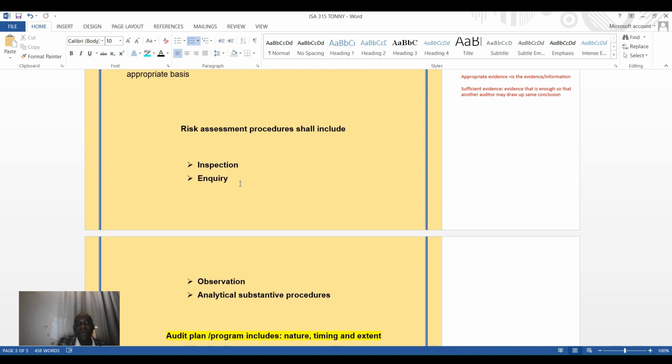We perform the audit procedure to gather what? Audit evidence by inspection, inquiring. We can observe the procedures. You can use the analytical substantive procedure. These are the risk assessment procedures that should be followed.